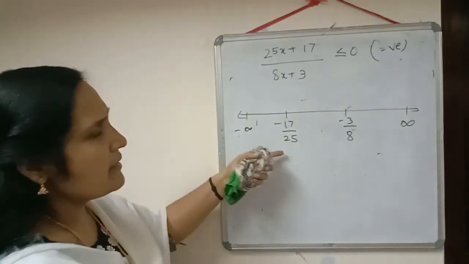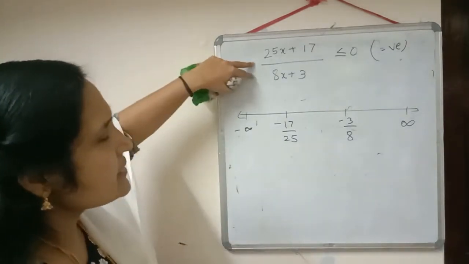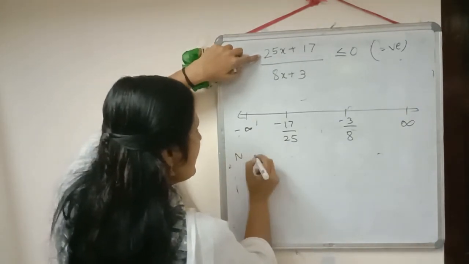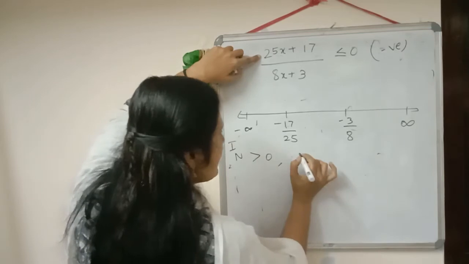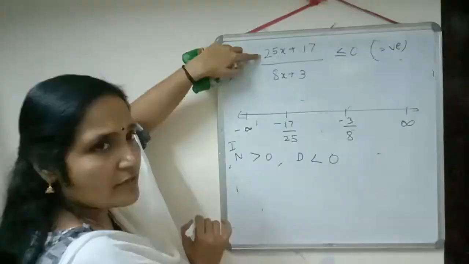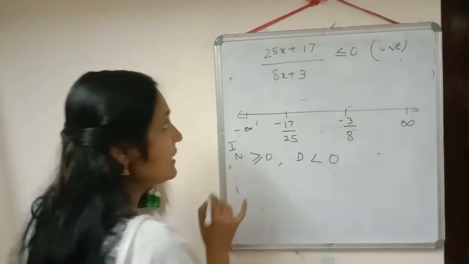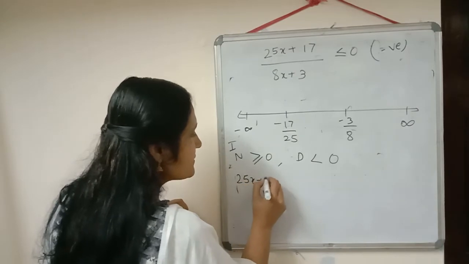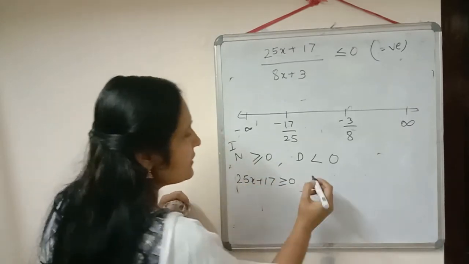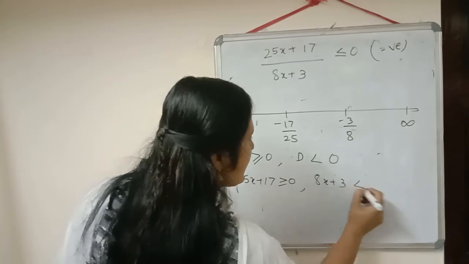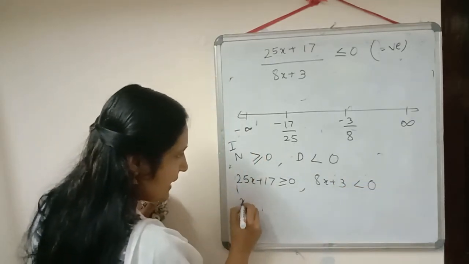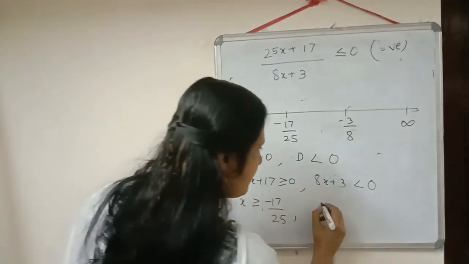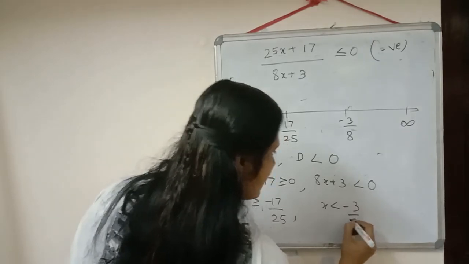Okay, so just by referring to this number line only, this rational number is less than or equal to 0. So either numerator greater than 0, denominator smaller than 0, first case. Numerator can be equal to 0 also. So first case, what will come? 25x plus 17 greater than or equal to 0, 8x plus 3 less than 0. So from here we will get x greater than or equal to minus 17 by 25, and here we will get x less than minus 3 by 8.